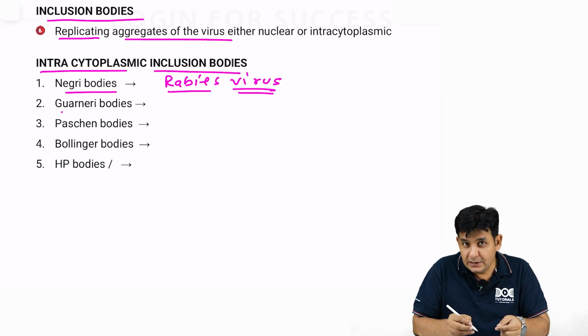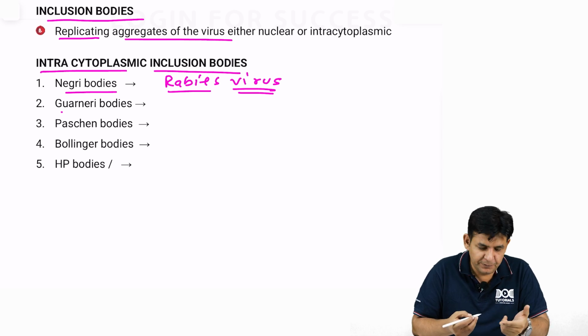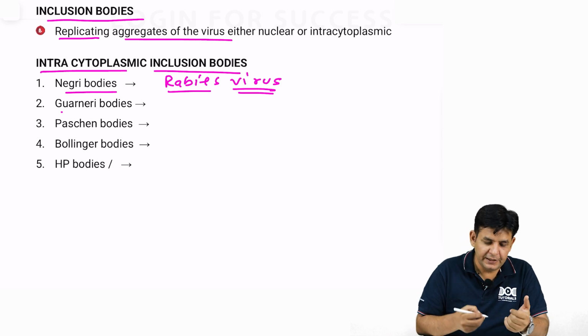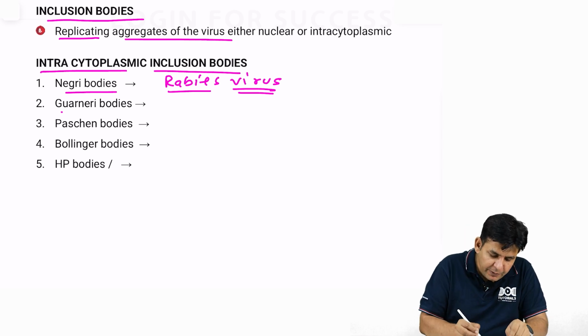So that is one of the points which you need to know. Without these Negri bodies, if you are not knowing this, then you're losing your marks simply there. So Negri body is the most important thing, and this is a post-mortem finding. Intracytoplasmic eosinophilic inclusion body.